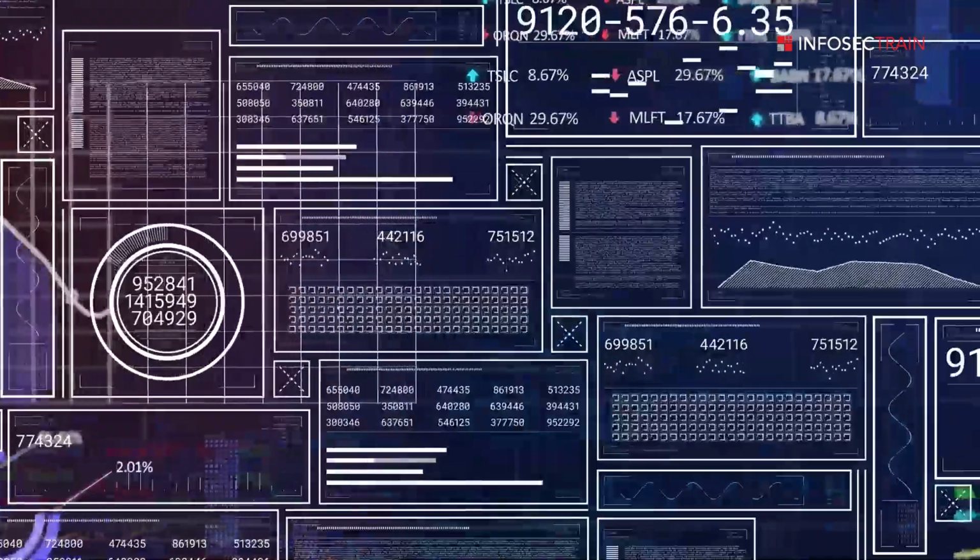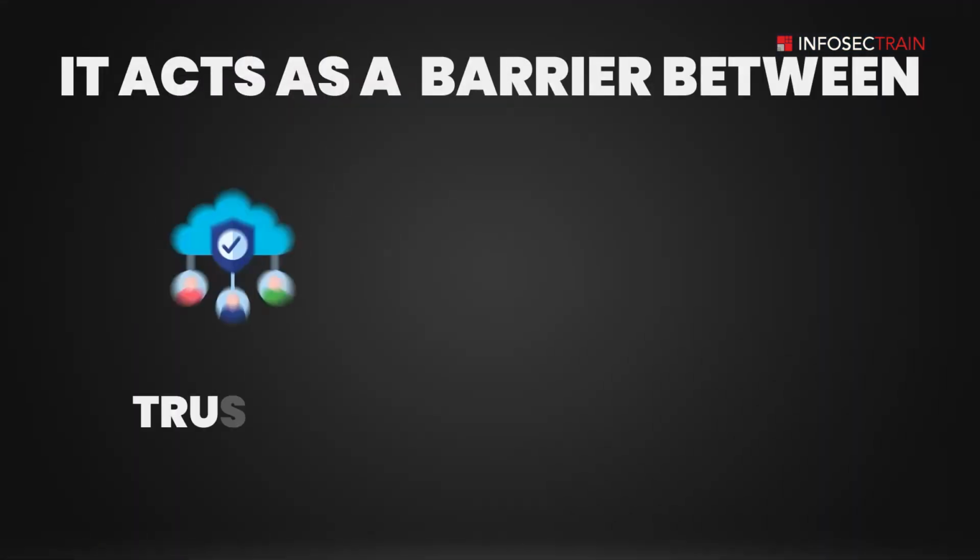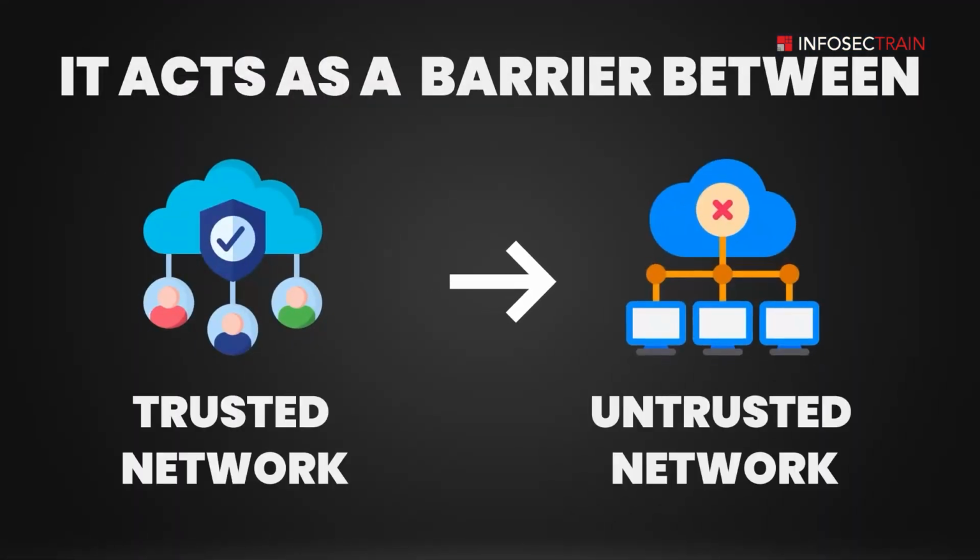Firewall is a security device, either hardware or software, which monitors the incoming and outgoing traffic based upon predefined rules. It acts as a barrier between trusted network and untrusted network, which is internet.